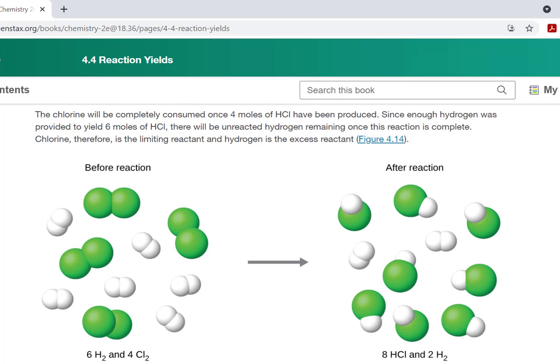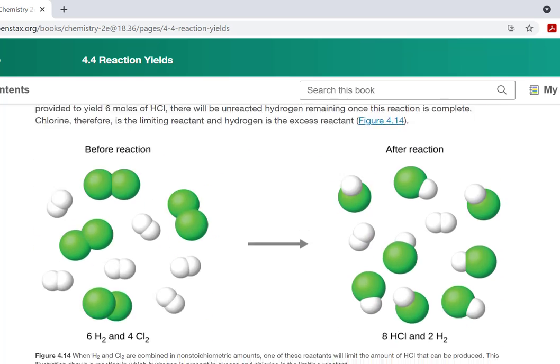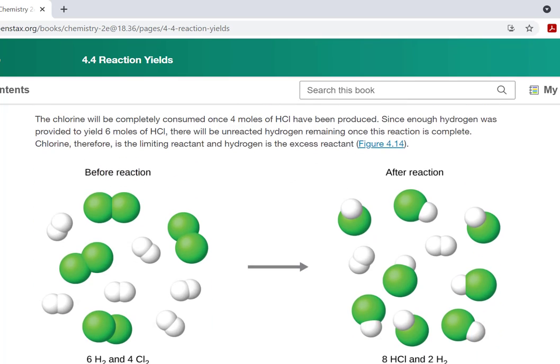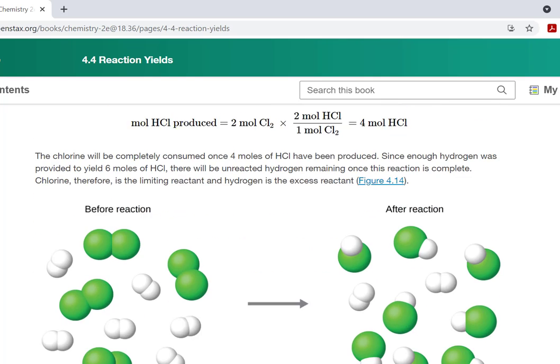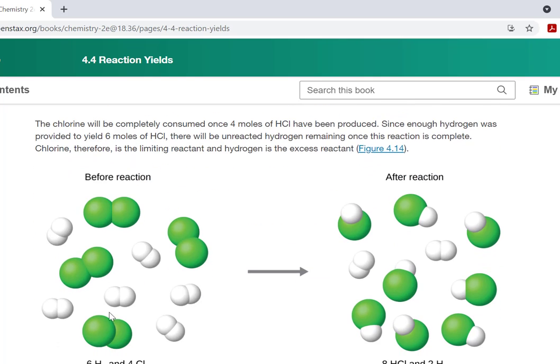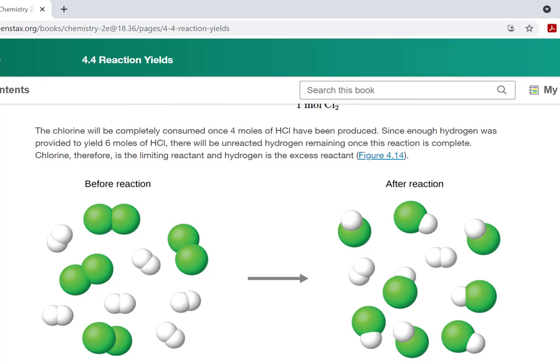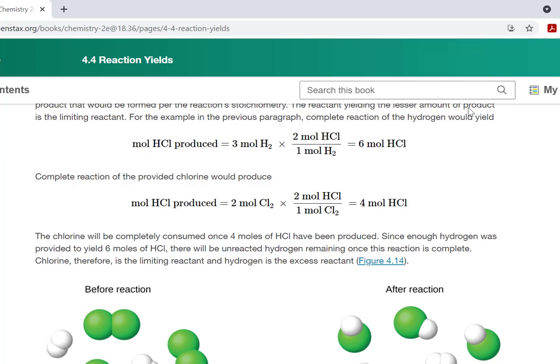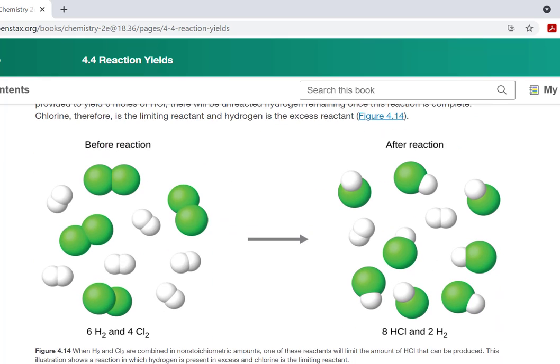Here we're showing something that is not actually exactly what we started with, because instead of 3 H2 and 2 Cl2, we have 4 Cl2 and 6 H2. So we basically just doubled the amount. I'm not sure why they didn't make these consistent from here to here. So this is what we have before the reaction takes place.